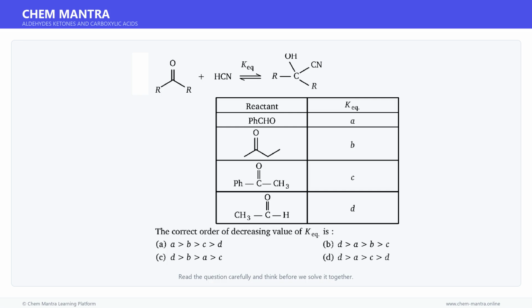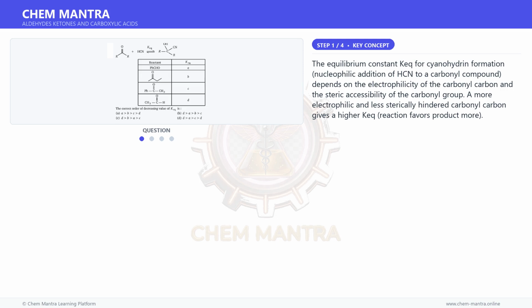Here is a question. Read it carefully and think about the answer. Let us solve it step by step. Let us first understand the key concept here. The equilibrium constant K for cyanohydrin formation, nucleophilic addition of HCN to a carbonyl compound, depends on the electrophilicity of the carbonyl carbon and the steric accessibility of the carbonyl group. A more electrophilic and less sterically hindered carbonyl carbon gives a higher K, so the reaction favors product more.